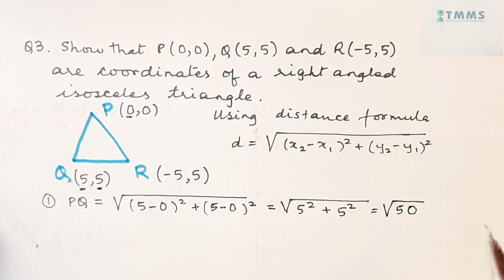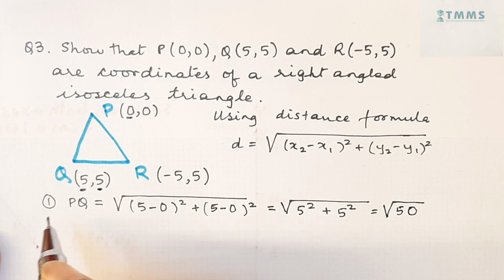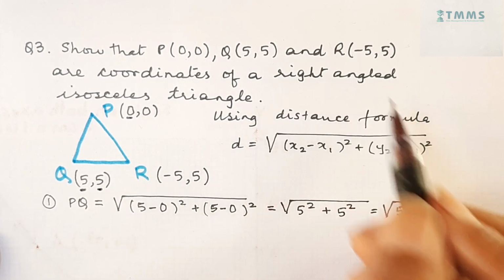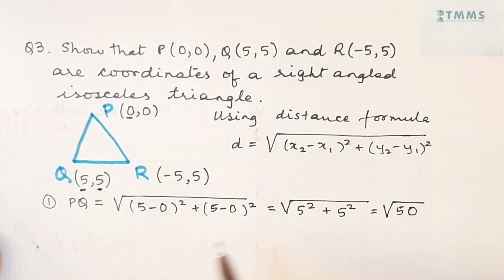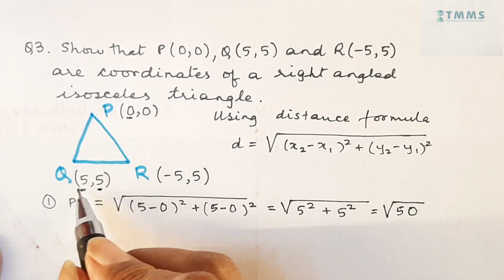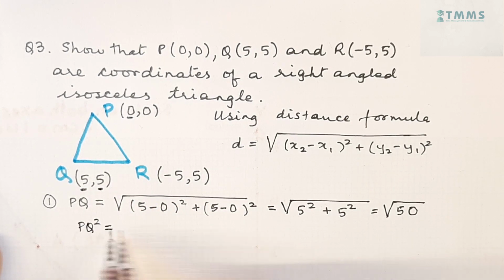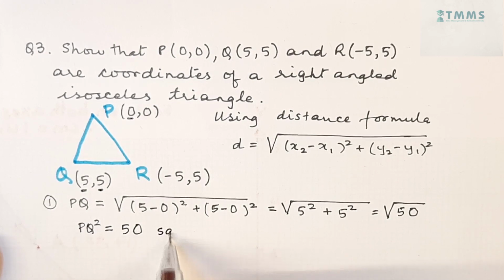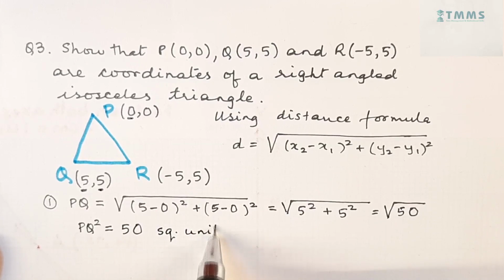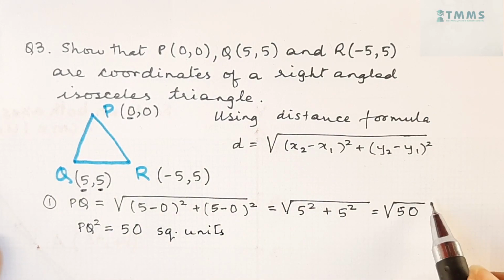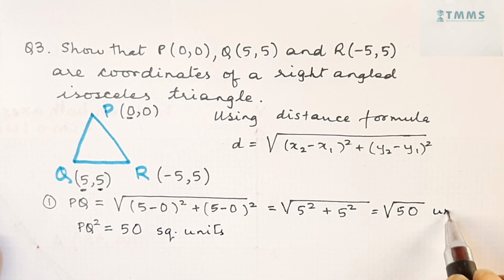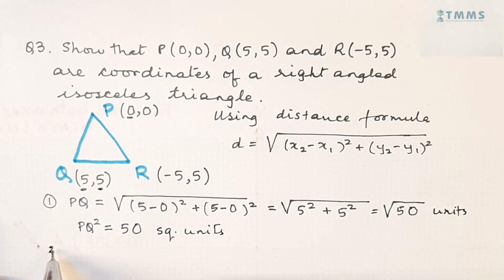Got that right? Okay. Now, remember, we have to prove that it's a right-angled isosceles triangle. And so, we should be actually finding PQ square. So, I'll write PQ square directly. PQ square is going to be 50 square units. And when we got PQ over here, we write here as only units. We come to the second part.